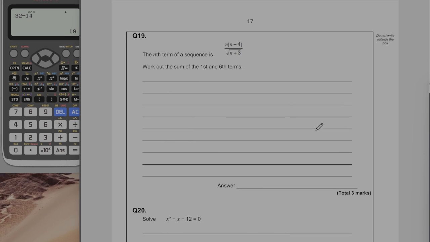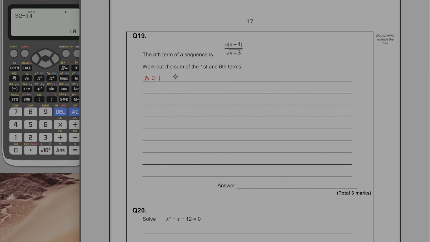Right, question 19. The nth term of a sequence is n times by n minus 4, all divided by the square root of n plus 3. Work out the sum of the first and the seventh term. So if I put n is equal to 1 in first of all, that will give us 1 times by 1 minus 4, which would give us minus 3. And we're dividing that by the square root of 1 plus 3, so 4. So that's going to become minus 3 over 2.